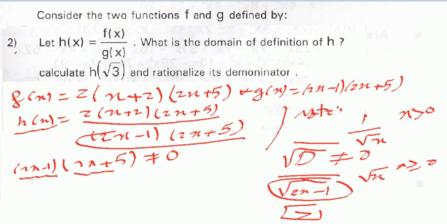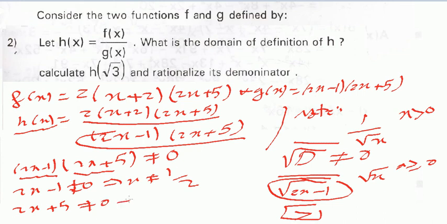Okay, what if this part is equal to 0? It means 2x minus 1 equals 0. That implies x equals half. But I don't want this term to be 0, so 2x minus 1 should be different from 0. That implies x should be different from half. The same thing happens to the second term, so 2x plus 5 should be different from 0. That implies x different from minus 5 over 2.